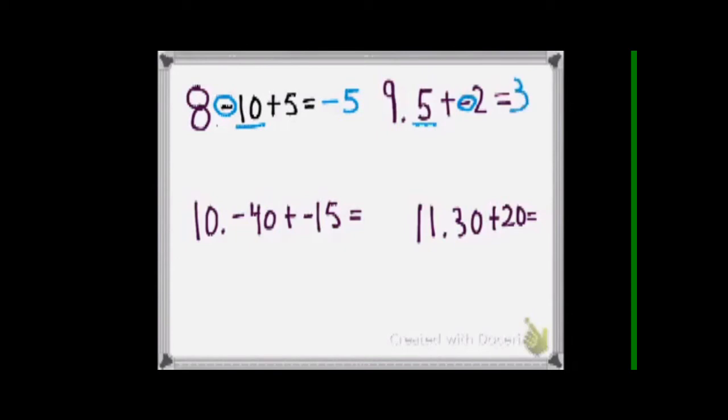For number 10, since both the numbers are negative, you add them. So negative 40 plus negative 15 is negative 55. For 11, both of my numbers are positive, so you just add them. So 30 plus 20 is positive 50. Hopefully you've got them right.